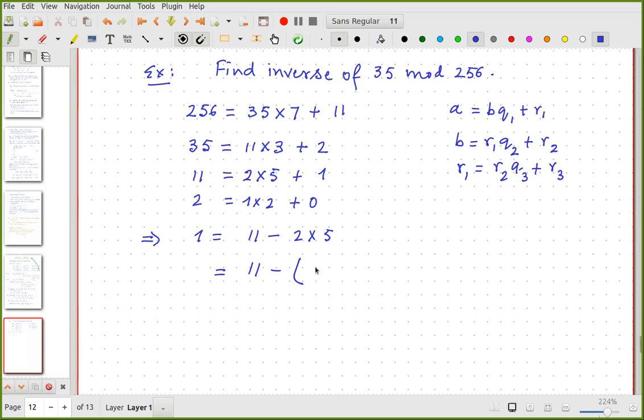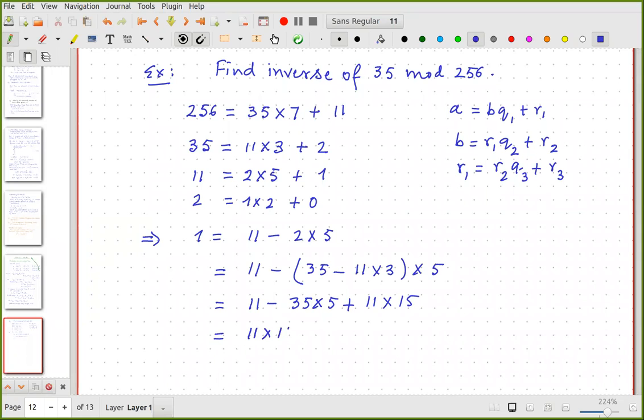So 11 minus, 2 is replaced by this expression, 35 minus 11 into 3, into 5. And then we just multiply it out, whatever we get. So we get 11 minus 35 into 5 plus 11 into 15. So 3 into 5, 15. But we shouldn't multiply out 11 because we want to substitute this in place of it. So this is 15 times 11 and 1 times 11, so we have 16 times 11 and 35 into 5. There's a mistake. So 35 into 5 plus 11 into 15.